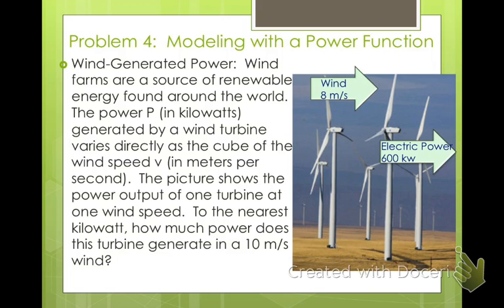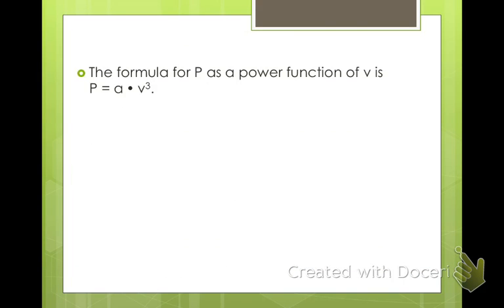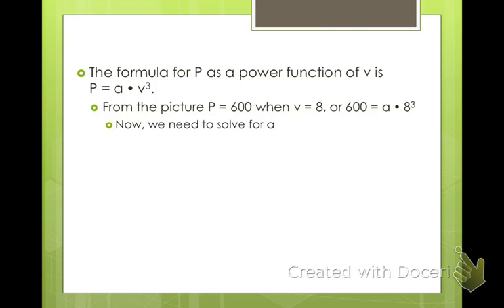So we're going to be making a proportion. So 8 meters per second produces 600 kilowatts. How much does 10 meters per second produce? So we're going to use our power formula, so a times v cubed. So from the picture, we get our power is 600 when our wind speed is 8. So we just need to solve for a to give us our proportionality. So 600 equals 512a. You get that from cubing 8. And then you just have to divide by 512. And you get a is about 1.1719.